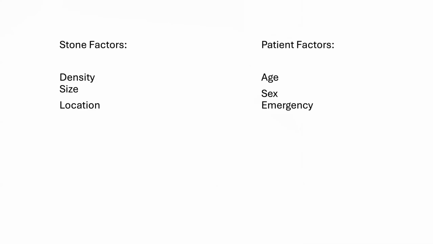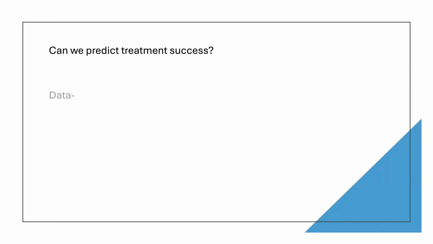So it's been known that there are patient and stone factors which impact on the success of lithotripsy. So the density of a stone, the size of a stone, where the stone is within the urinary tract, and potentially maybe some factors related to age, sex, as well as if this is an emergency or an elective procedure. So can we predict treatment success? So we've got some cool data.